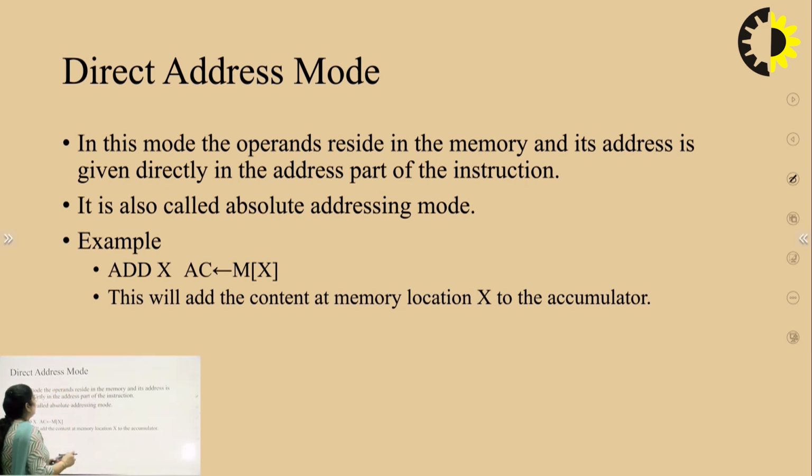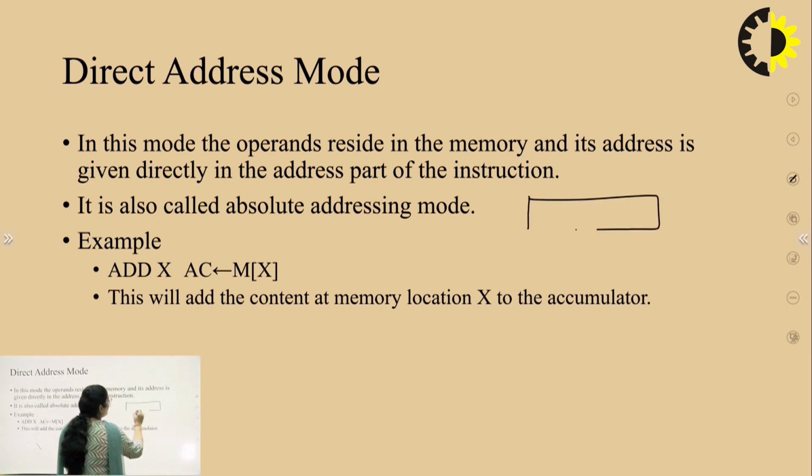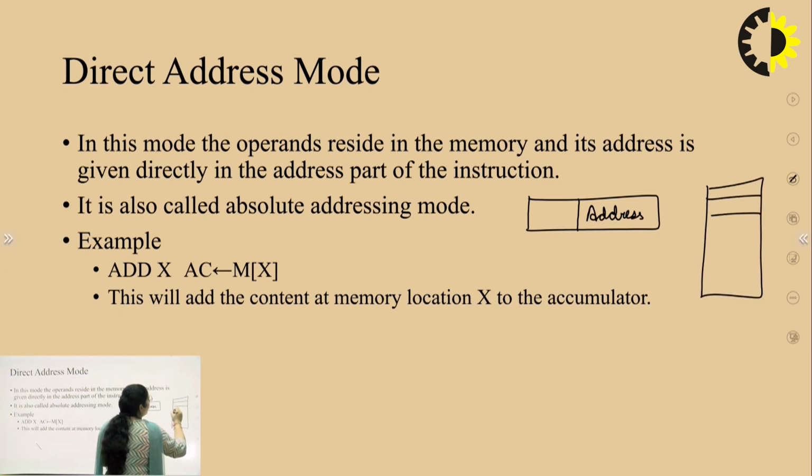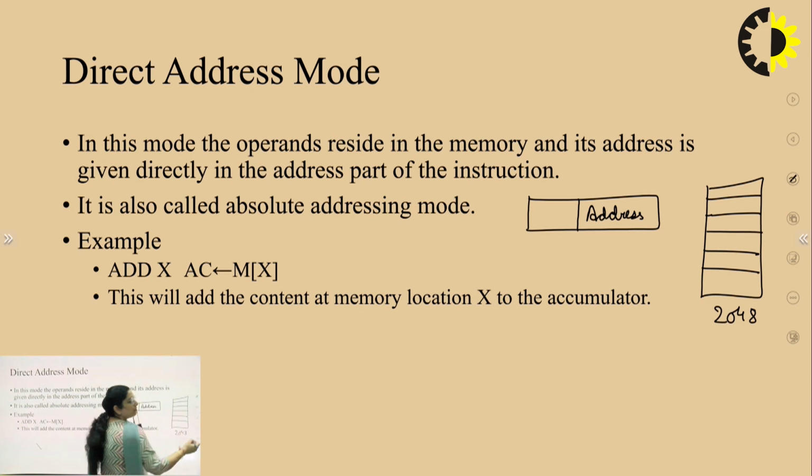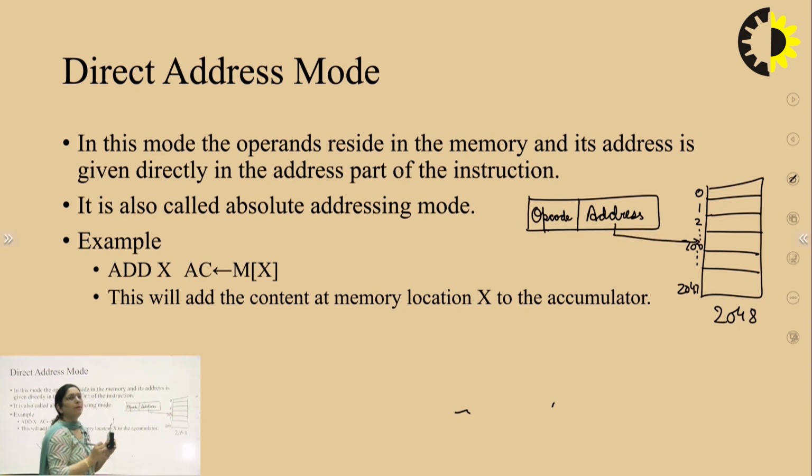In this mode the operands reside in the memory and its address is given directly in the address part of the instruction. So this is the simplest case of instruction, where the address of the operand is the address of the memory location. Let's say I have 2048 blocks of memory available, starting from 0, 1, 2 and so on, up to 2047. So the address field specifies the location of the memory where my data is lying.